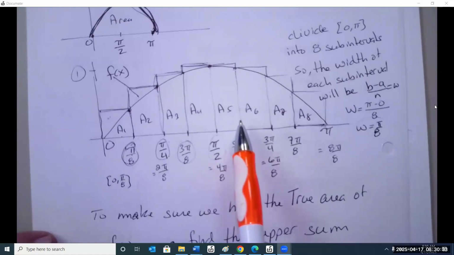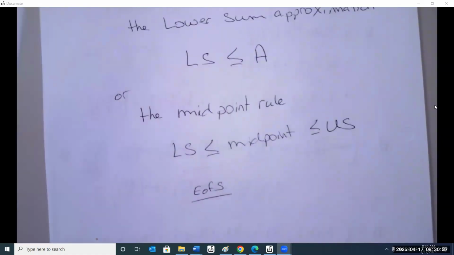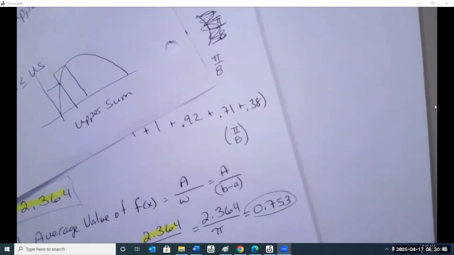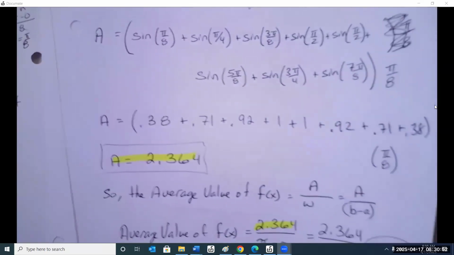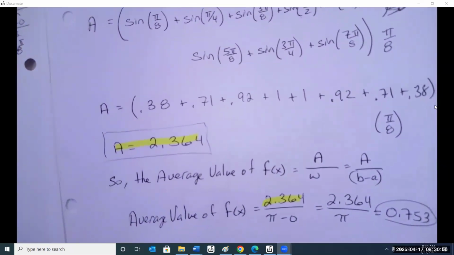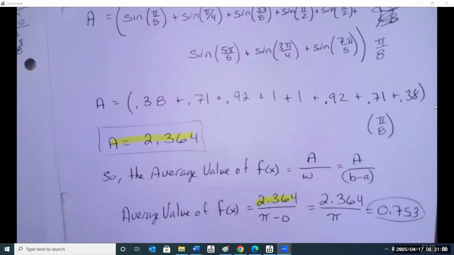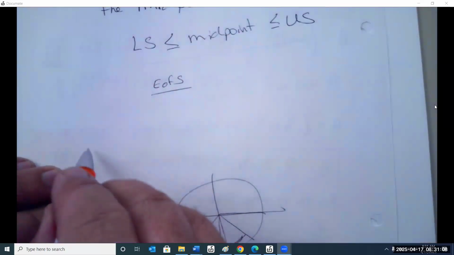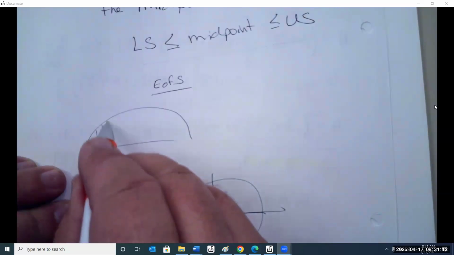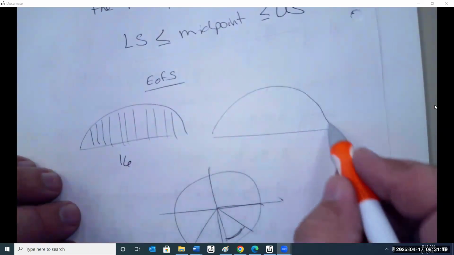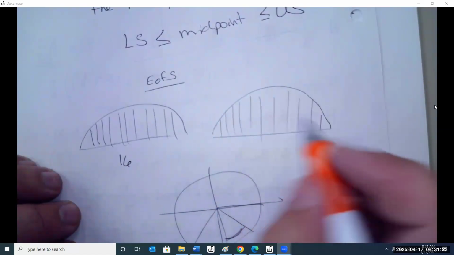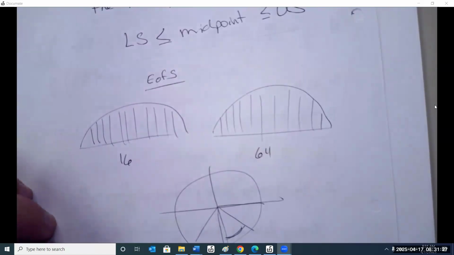Could we have made this answer even better? Because our answer was 0.753. Can we get even closer to the actual answer? If so, how would we have gotten closer? More intervals, yes. The more intervals you have, the more accurate it becomes. Because instead of having 8, what if we had 16? Even better than that, what if we had 64 intervals? We had 32 will be the next one, then 64, then 128.